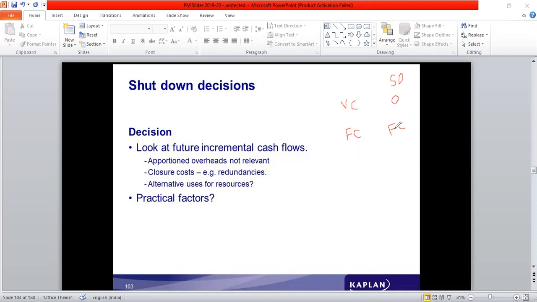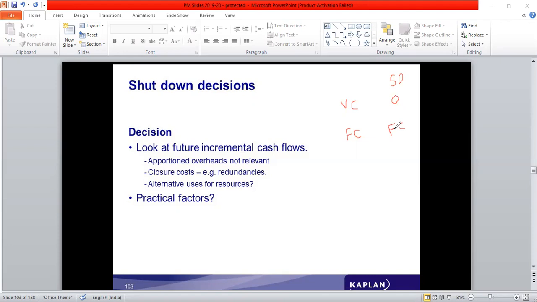If they shut down their unit, if a major part of the fixed costs still continue, then they are unavoidable fixed costs. In that case, how do we take a decision about whether it should be shut down or continued? Look at future incremental cash flows, a portion of overheads which are not relevant. If they can avoid them, if there is no unit and no cost which is incurred, that can be avoided. So their loss can be cut down to that extent.